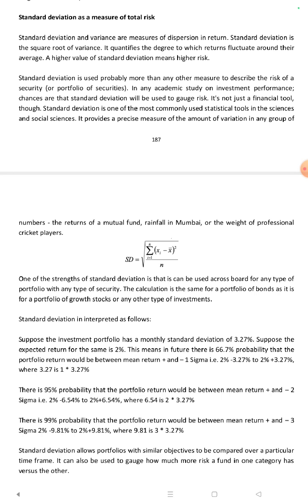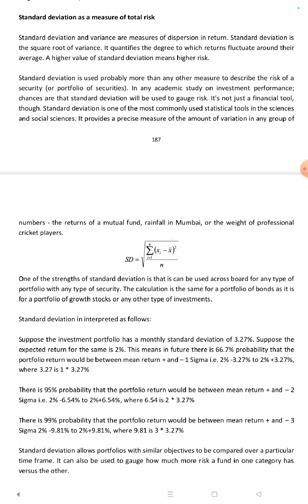Standard deviation is used probably more than any other measure to describe the risk of a security or portfolio of securities in any academic study on investment performance. Chances are that a standard deviation will be used to gauge risk. It's not just a financial tool though. A standard deviation is one of the most commonly used statistical tools in the science and social science.